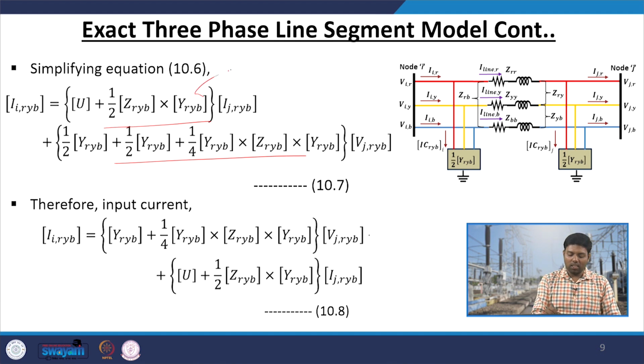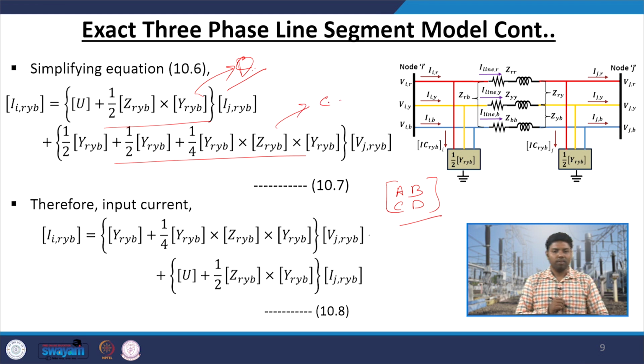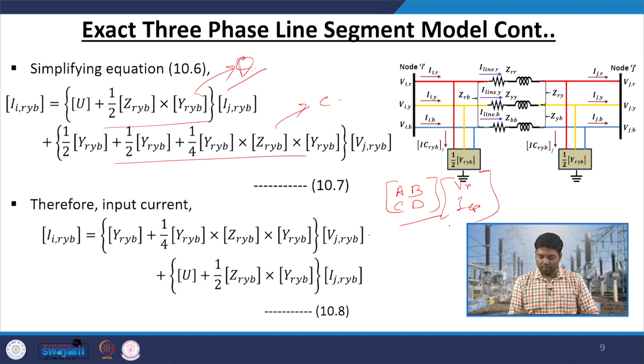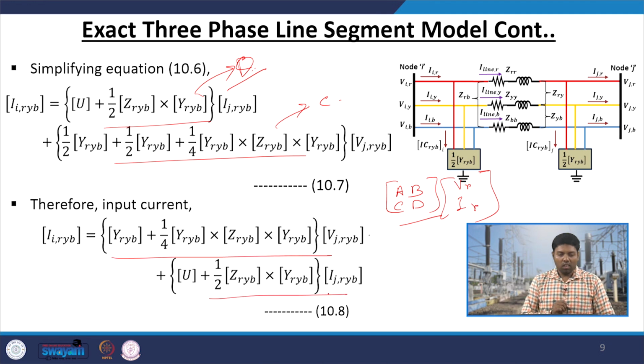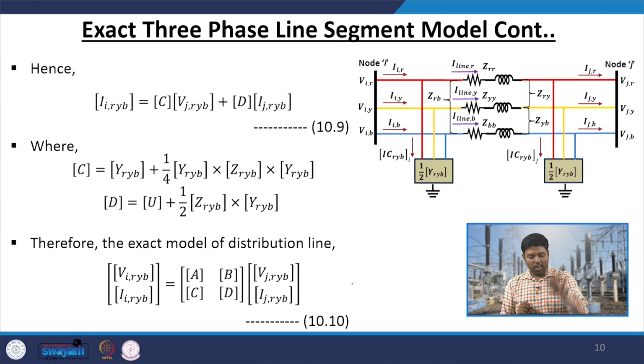So, this resembles your ABCD parameters. Okay. So, this is your C, sorry, this is your D and this is your C, because this is your VR, IR, right. So, you arrange it accordingly with the receiving end voltage and the receiving end current and you will get your C and D matrix.